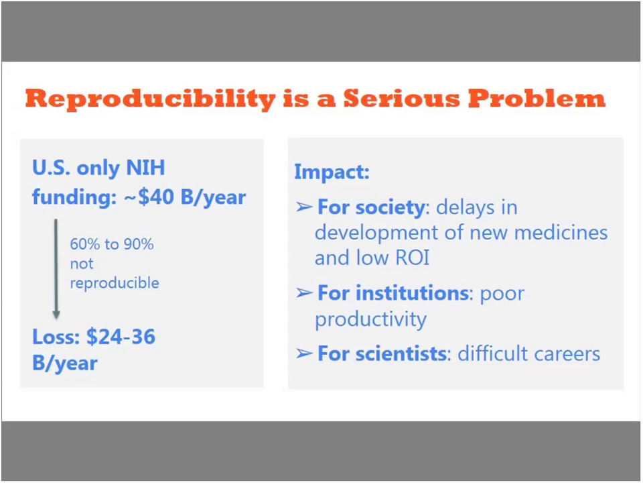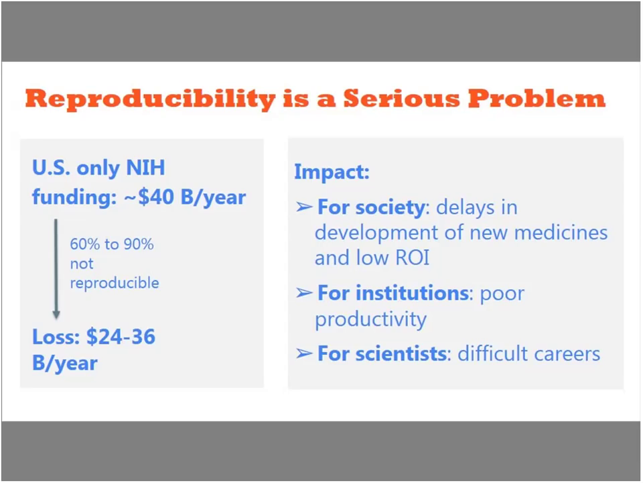In fact, reproducibility is actually a very serious problem. In the US only, the NIH funds about $40 billion a year in research funds. A bunch of independent studies came out that suggest that 60% to 90% of the results that are published are not reproducible. That's a big deal. This has huge impacts in society. It delays the development of new medicines. It's bad for institutions in essence: poor productivity, less publishing, less recognition. And for scientists, it really makes for very difficult careers. It's really hard to be a scientist when you can't get things to work in the lab.